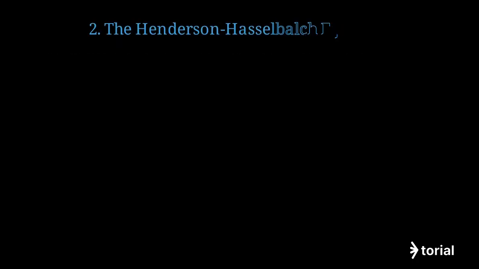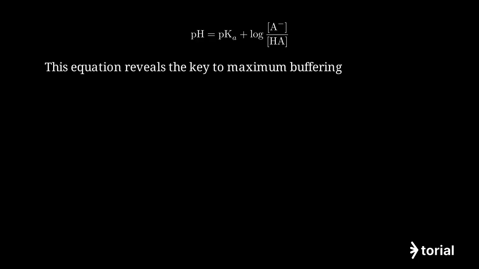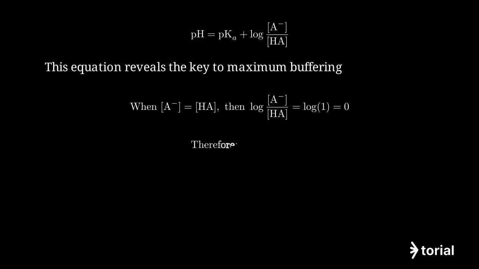The Henderson-Hasselbalch equation describes the relationship between pH and buffer composition. pH equals pKa plus the logarithm of the ratio of conjugate base to weak acid concentrations. This equation holds the key to understanding where buffering capacity is maximized. When the concentrations of conjugate base and weak acid are equal, the logarithm term equals 0. Therefore, when the two species are equal in concentration, pH equals pKa exactly.